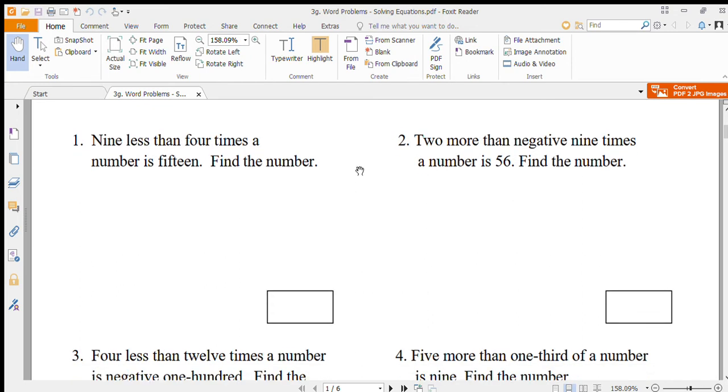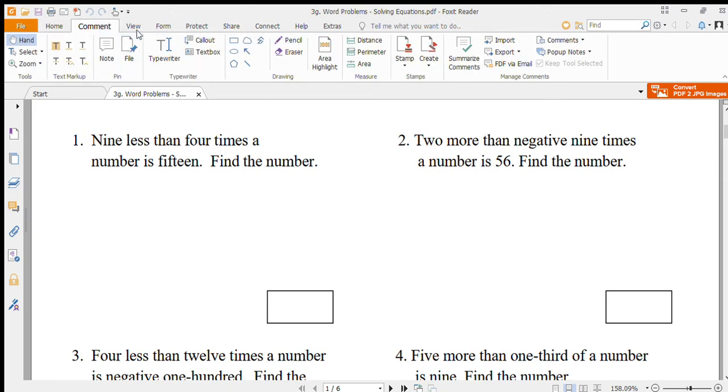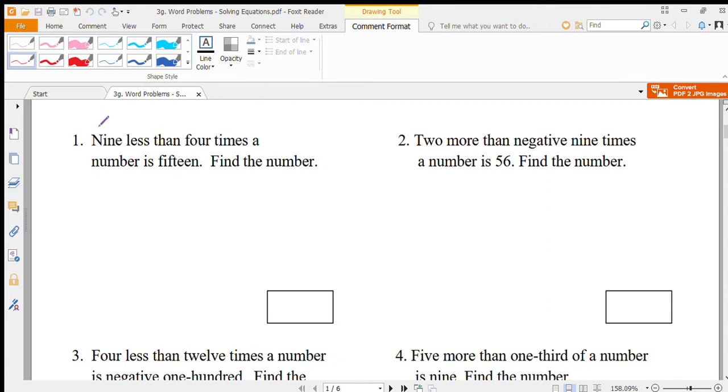Word problems. Not everybody's favorite. The main reason is translating the words into an equation. Once you guys get the equation, I think the majority of you have no problem solving it. Okay, so I'm going to do a couple and you should be able to handle the rest.